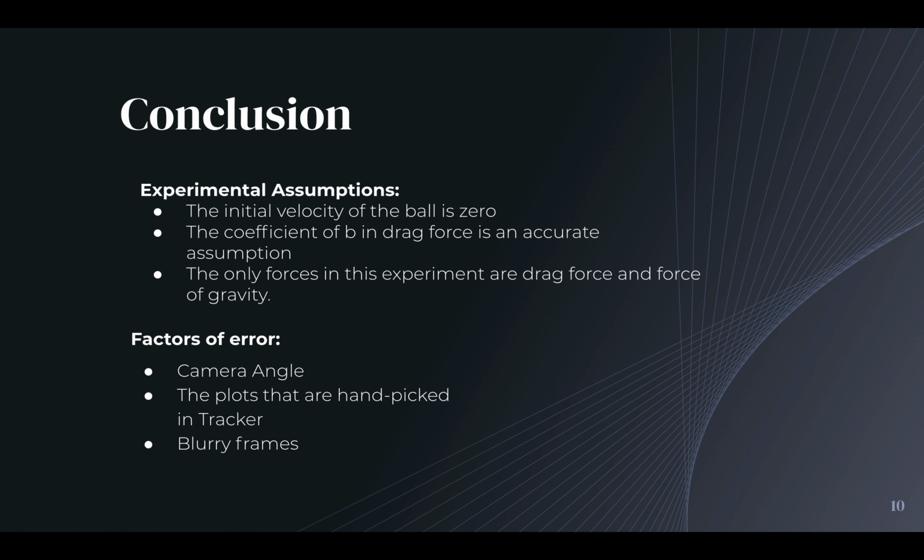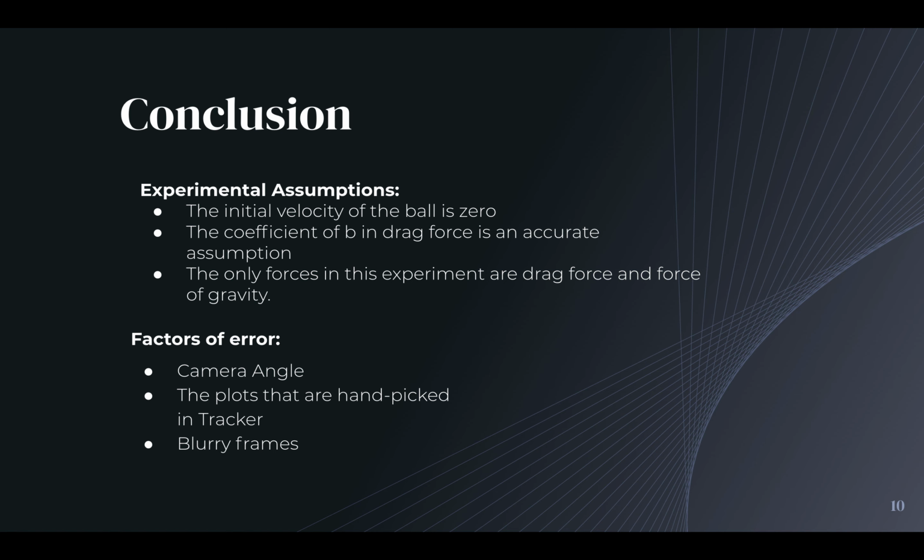Throughout this lab, there were a few points at which assumptions were made in order to analyze results. A few assumptions that we would have to make are that the initial velocity of the ball is zero for computational models, the drag coefficient is fairly accurate to match the observed model, and that the only forces in this experiment are drag force and the force of gravity.